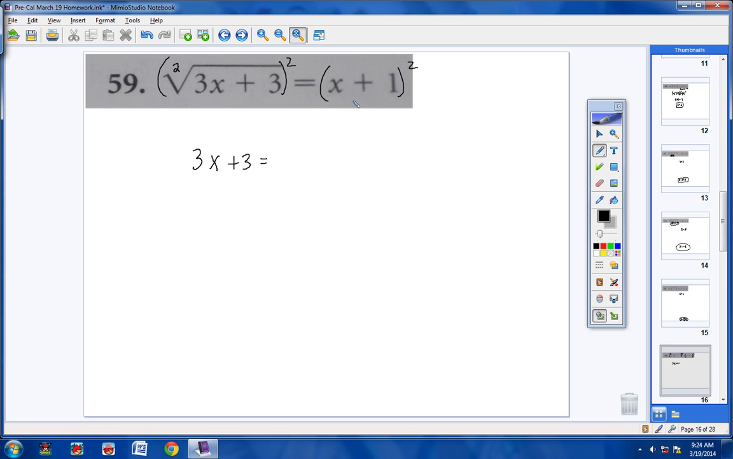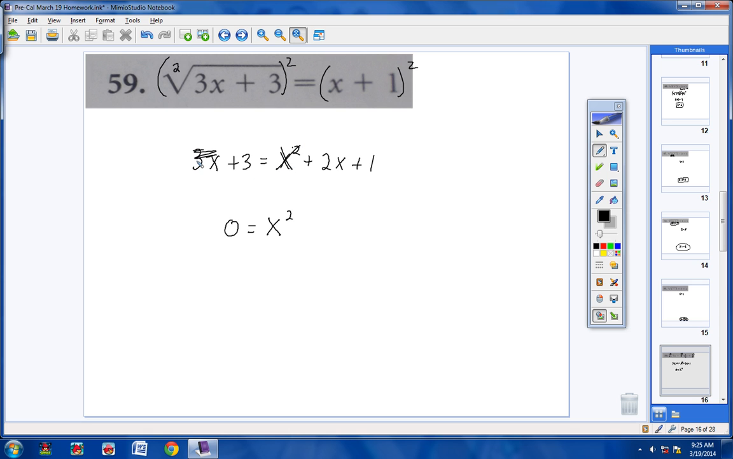And when you square this right side, x plus 1 times x plus 1, you will get x squared plus 2x plus 1. All right? Well, as soon as you see this x squared, you know you want to get one side equal to 0, okay? So bring down your x squared. It's the only x squared term that I see.